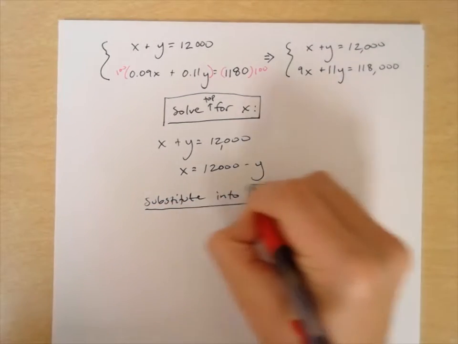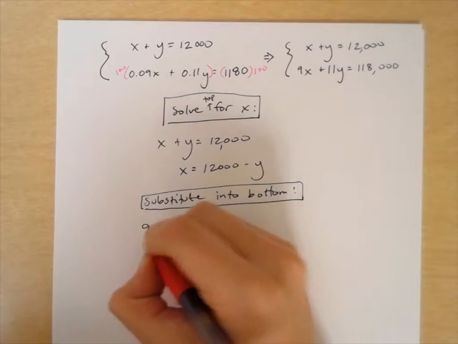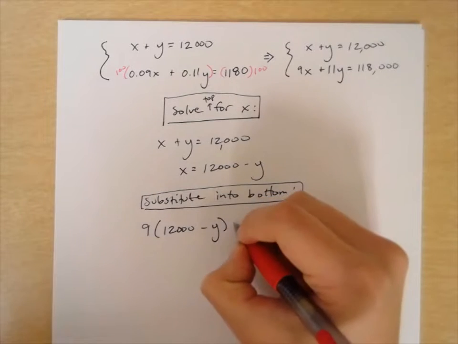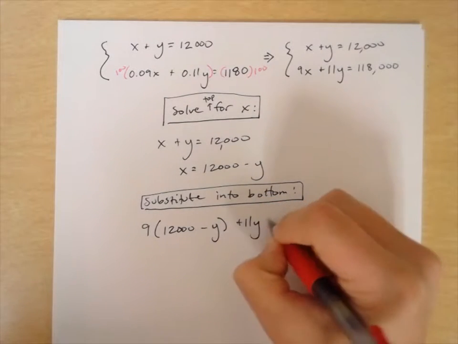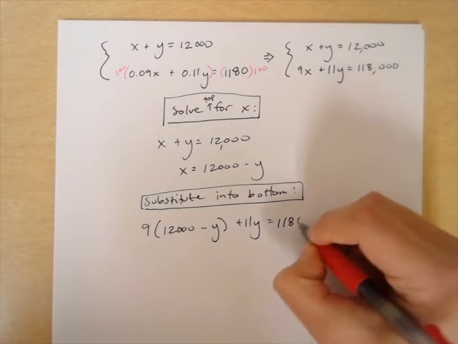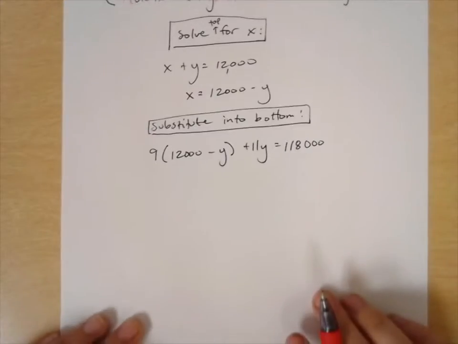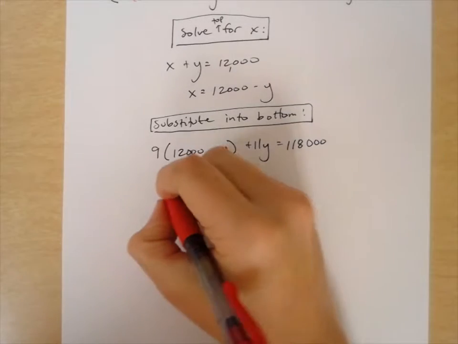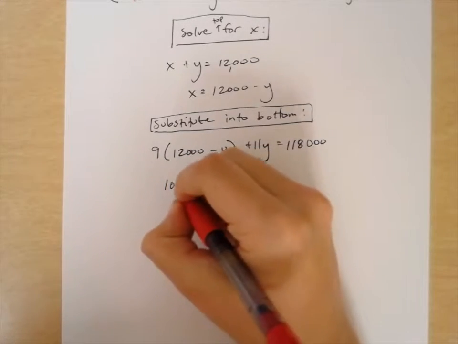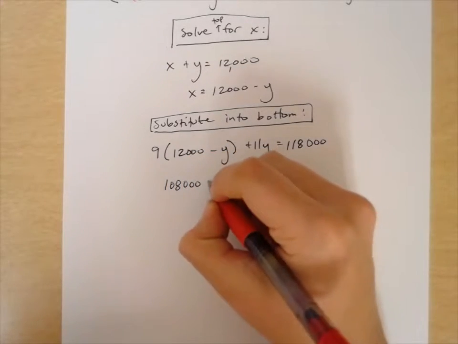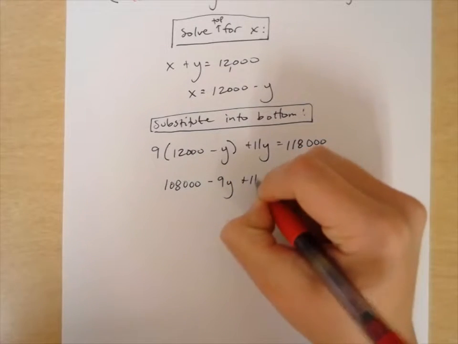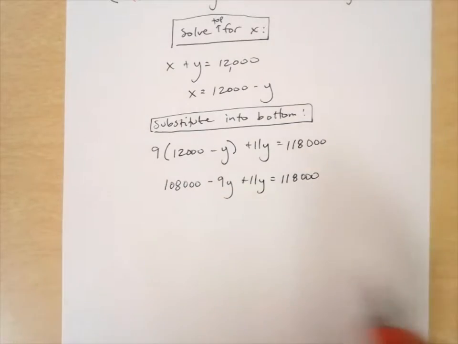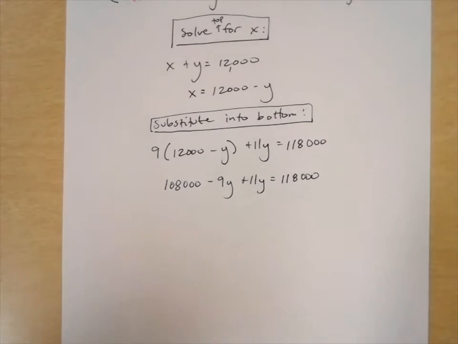Draw a little box around that step, and let's do it. 9 times 12,000 minus y plus 11y equals 118,000. I do some distribution, and I get 108,000 minus 9y plus 11y equals 118,000. Now I'm going to do two steps at once here.